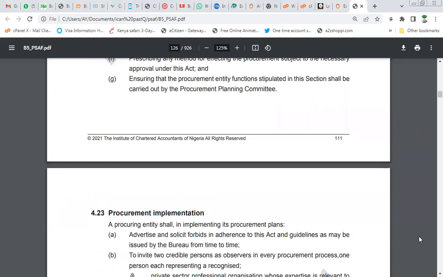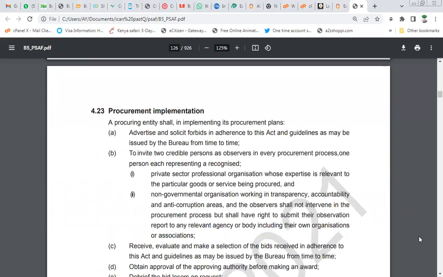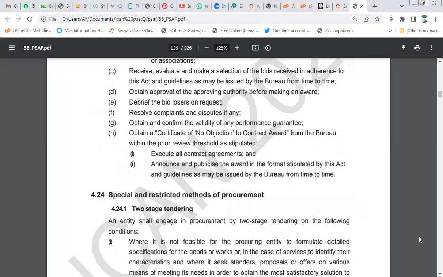Procurement implementation. So these are implementation of the various procurements. A procuring entity shall, in implementing its procurement plan, A, advertise and solicit for bids in adherence to these acts and guidelines as may be issued by the Bureau from time to time. So kindly read and form your notes on this one. Special and restricted method of procurement. Two-stage tendering.